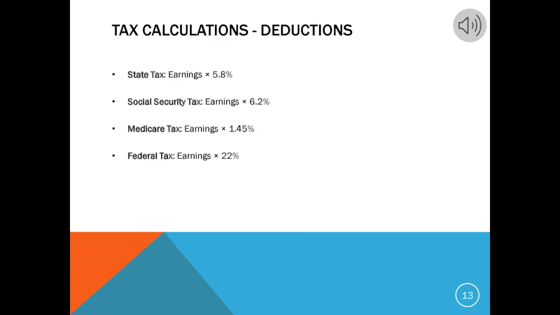Now we're going to be looking at tax calculations, the deductions. The state tax is earnings times 5.8%, Social Security tax is earnings times 6.2%, Medicare tax is earnings times 1.45%, and then the federal tax is earnings times 22%.